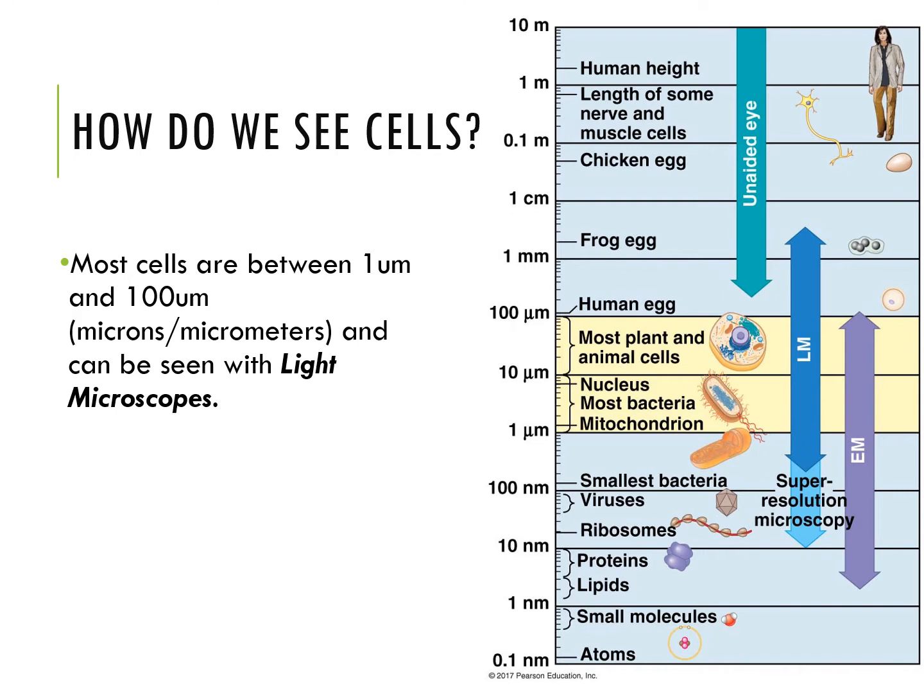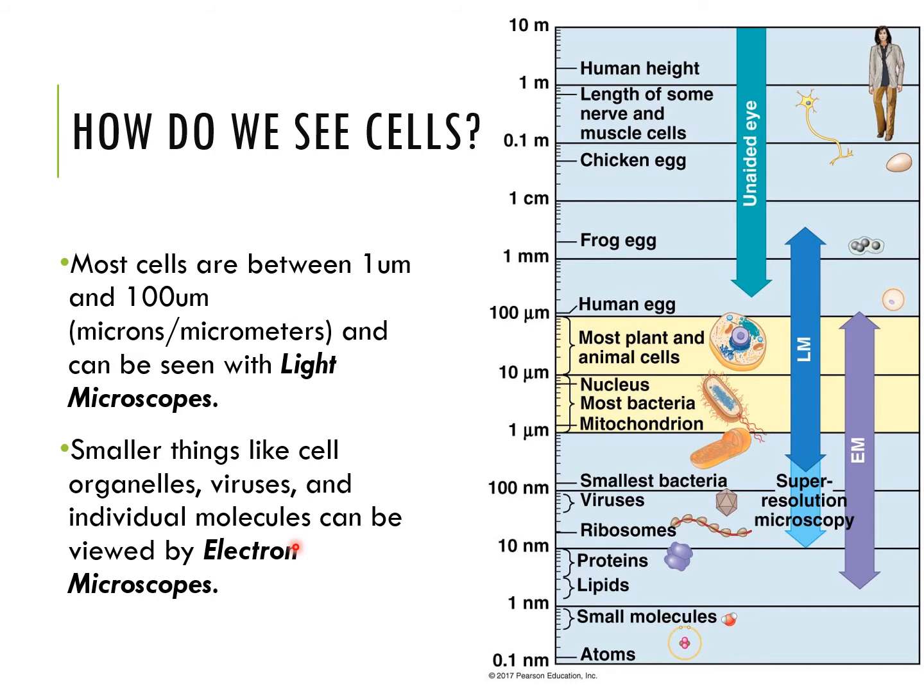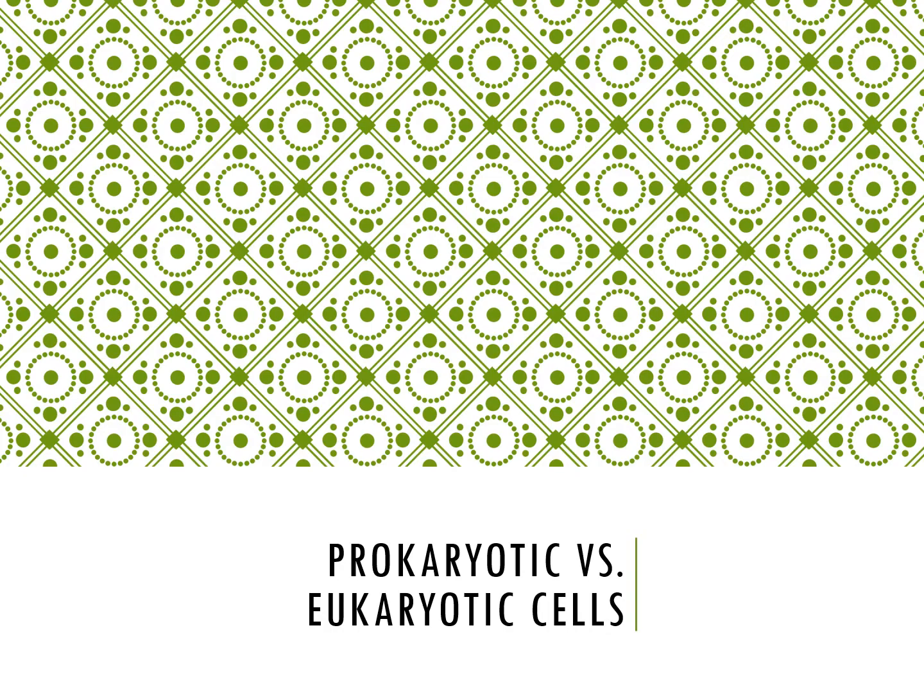Most cells are between a few micrometers and 100 micrometers, and can be seen with light microscopes. Smaller things like cell organelles, viruses, and individual molecules need electron microscopes.